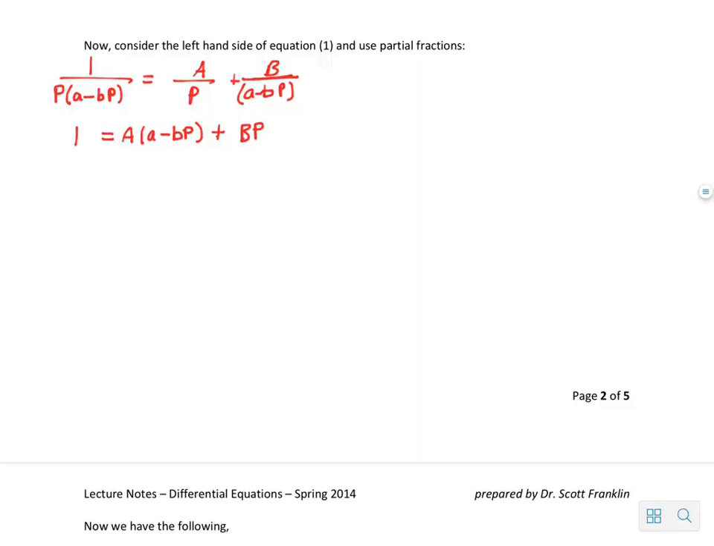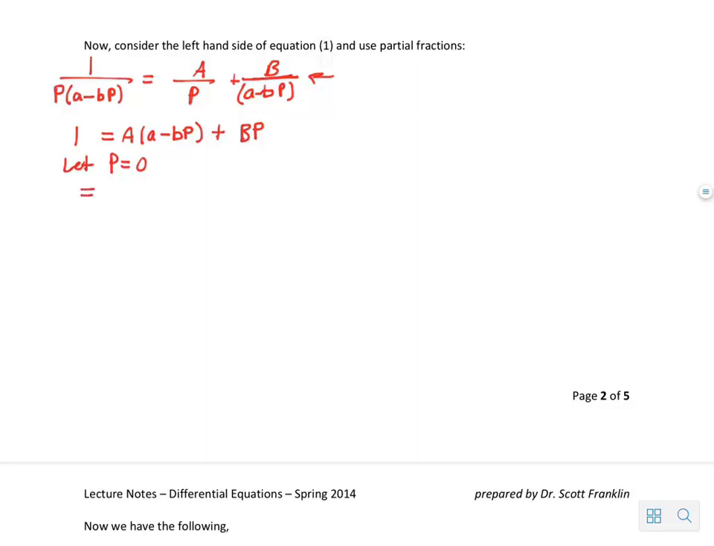So like we did before, let's choose values of p. This has to be true for all p, since we want this to be an identity. We want that first equation to be true no matter what p is. So let p, what would you choose first? 0 is an easy one.